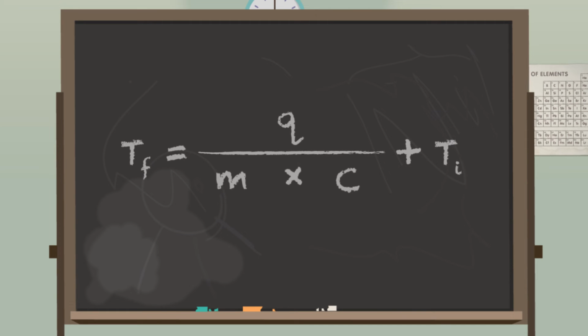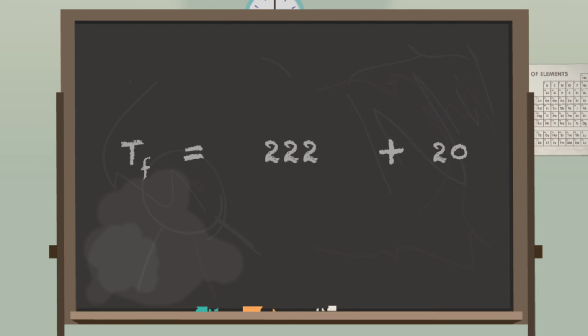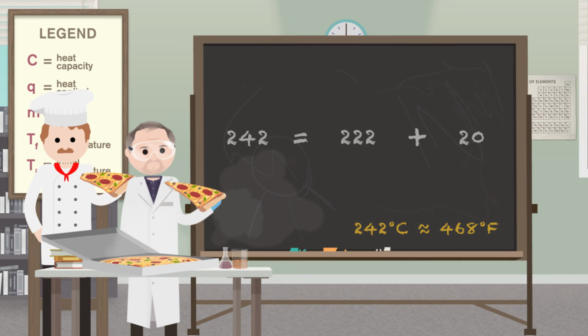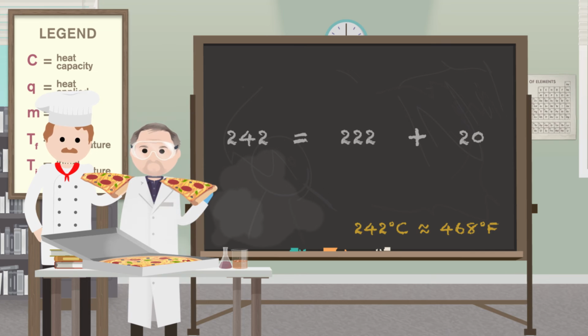So now, let's say that we had a 0.75 kilogram piece of aluminium, originally at 20 degrees Celsius, and we applied 150 kilojoules of heat to it. We know from past experiments the heat capacity of aluminium is 0.9 units. So that makes about 222 degrees Celsius plus the original 20 degrees. 242 degrees Celsius is about 468 degrees Fahrenheit. So if this were an aluminium sheet pan, it's gone from room temperature to hot enough to bake a pizza.